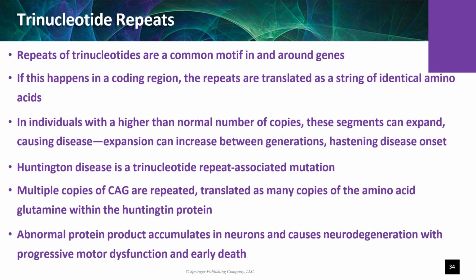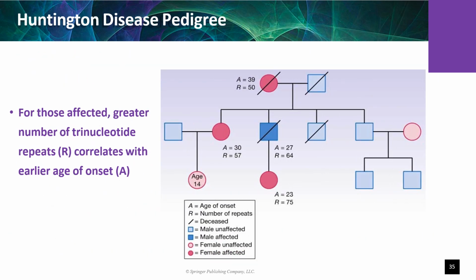Repeats of trinucleotides lengthen the gene and impact the gene product and the health of the individual. Trinucleotide repeats associated with disease often increase in number during the process of meiosis, known as expansion. Huntington disease is caused by an expansion of the triplet CAG repeated several times in the gene sequence.